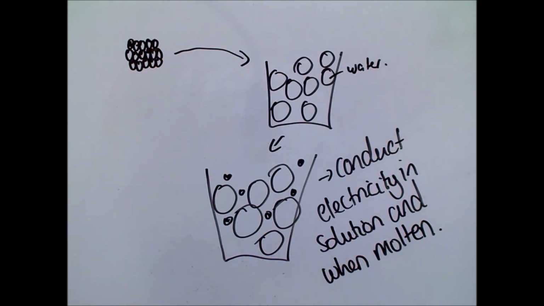Now remember, these are properties of all ionic compounds. So any named example of an ionic compound is going to have these properties. It will conduct electricity in solution and it will have that high melting and boiling point that we've talked about.